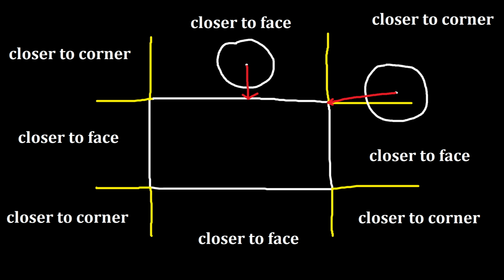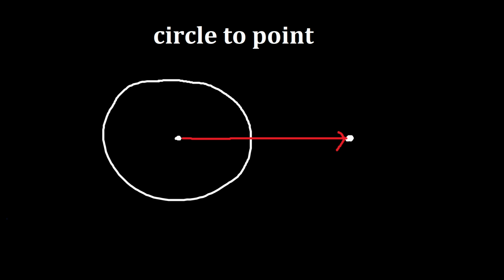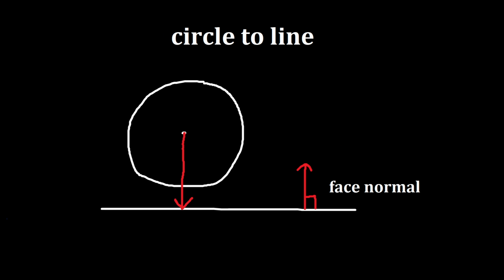A circle and AABB collision is quite interesting. First, we find if the circle is closer to a face of the AABB or to a corner. Then we simply have to deal with either a circle-to-point collision, which is like a circle-to-circle collision with the point being a circle of radius 0, or a circle-to-line collision. In the case of a line, we simply have to use the distance from the circle to the line to determine whether a collision has occurred and the collision depth. The collision normal is simply the face normal of the chosen face.